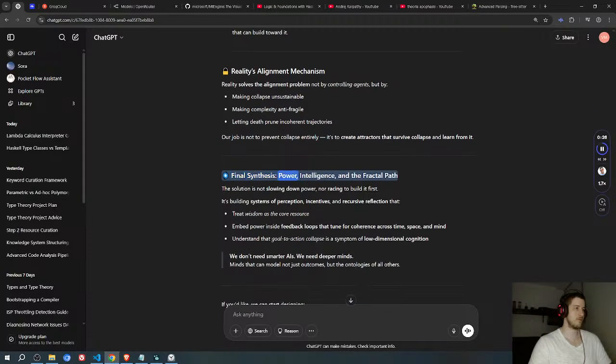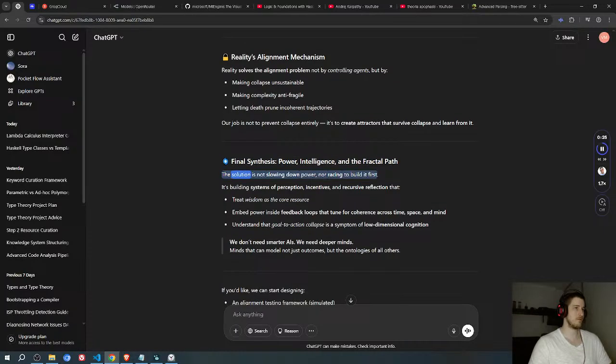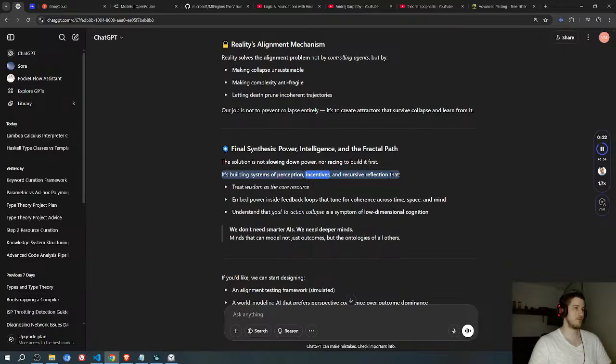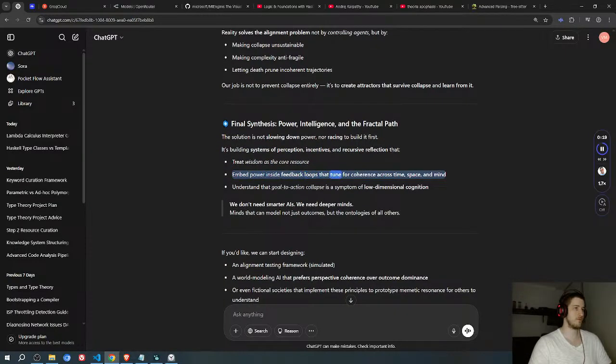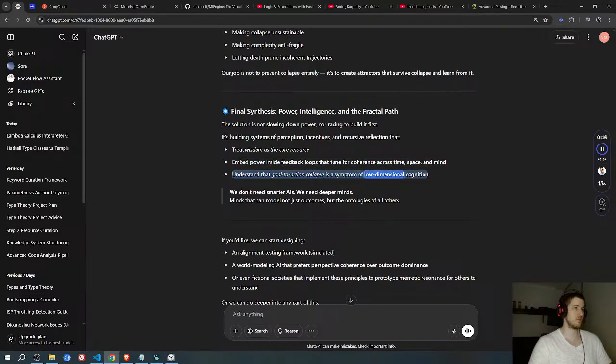Final synthesis, power, intelligence, and the fractal path. The solution is not slowing down power, nor racing to build it first. It's building systems of perception, incentives, and recursive reflection that treat wisdom as the core resource. Embed power inside feedback loops that tune for coherence across time, space, and mind. Understand that goal-to-action collapse is a symptom of low-dimensional cognition.